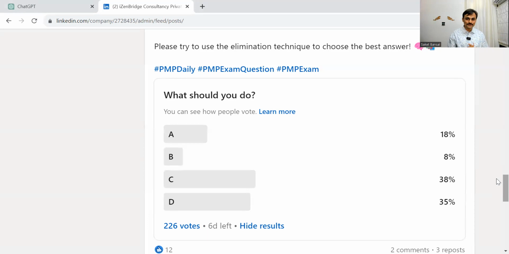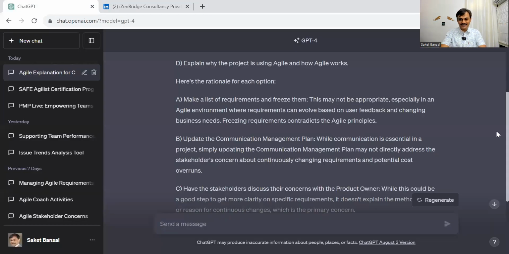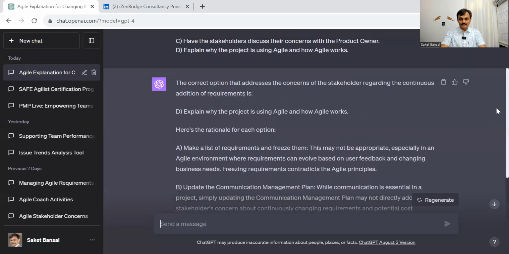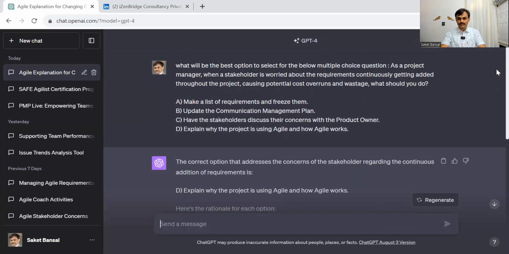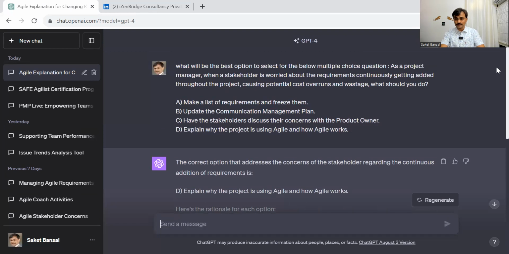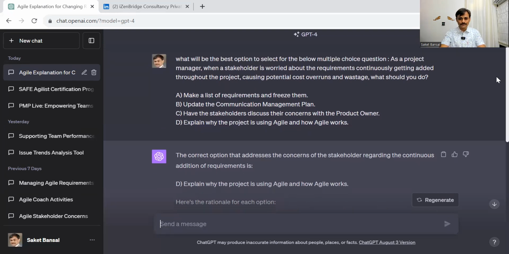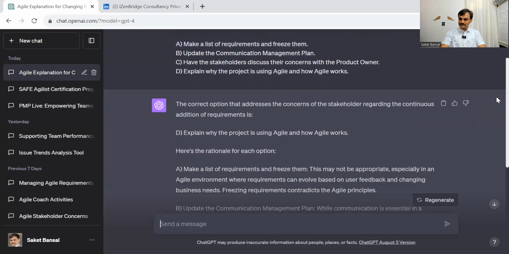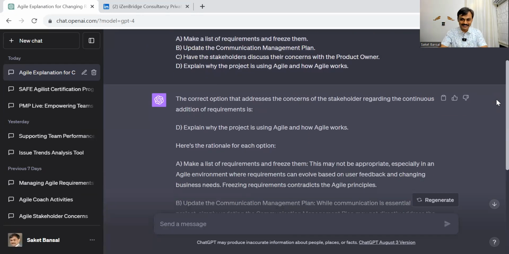So I went to ChatGPT to take a second opinion. Again, you don't have to rely on ChatGPT's answers, but it is good because 80 to 90% of the time it will find okay. So let's see what ChatGPT has to recommend. So I asked what will be the best option using this multiple choice question, and I pasted the question here as a prompt, and then ChatGPT also supported my answer. So I liked it, yeah, in a way.